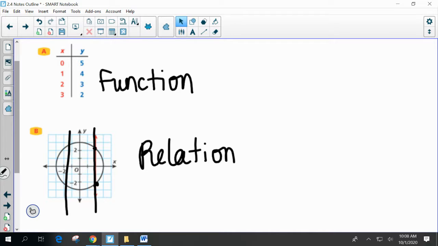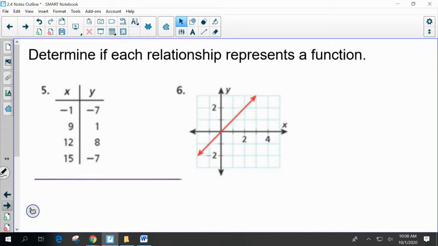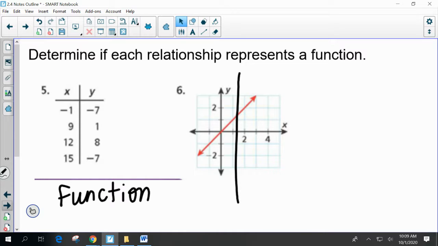So let's look at those next 2 examples on there. So number 5, if you look at that XY chart, do any of your X values repeat? No, so this would be a function. And number 6, so I have a graph. I need to draw a vertical line through it, and it can only touch one time. And it only touches one time. So this would be a function.